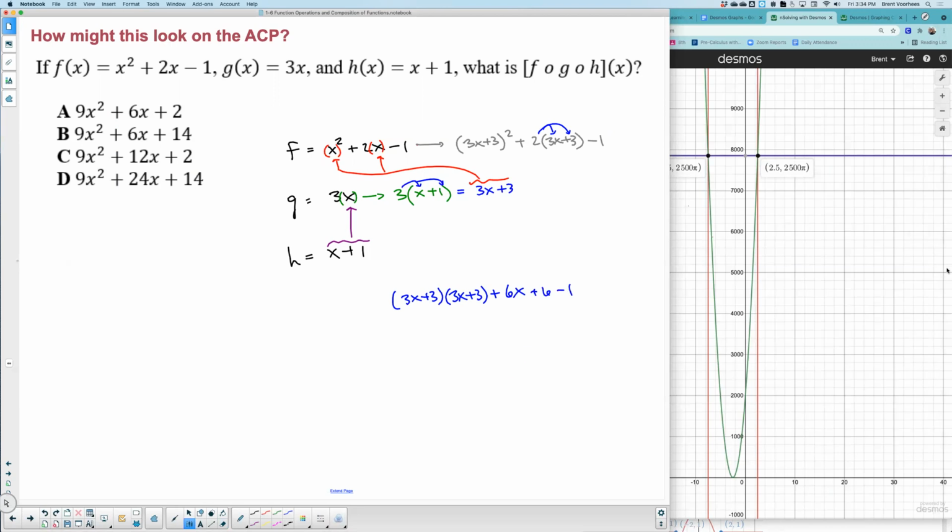So now I go through simplifying. I'll do a quick FOIL here. 3x times 3x is 9x squared. 3x times 3 is 9x. 3 times 3x is 9x again. And then 3 times 3 is 9, plus 6x, and I'll reduce that to plus 5. I combine my like terms. I see 9x, another 9x, that's 18x, plus 6x, should have 24x. Looks like there's only one solution like that. 24x plus 14. So perfect.